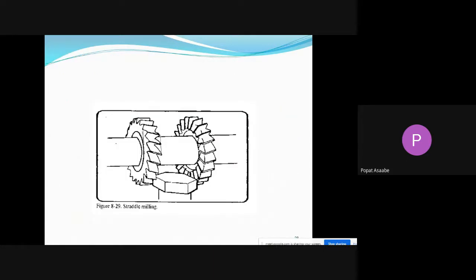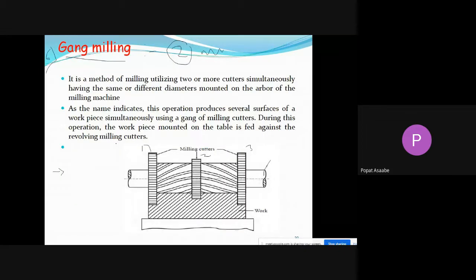Then the next operation we can perform is gang milling. What is meant by gang milling? When we use more than two milling cutters, it is called gang milling. More than two milling cutters can be mounted on the arbor, and simultaneously all those cutters rotate and perform a number of operations on your workpiece. Generally, to perform gang milling, we can use the plane milling cutter.